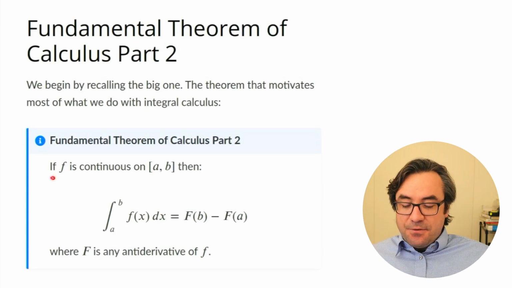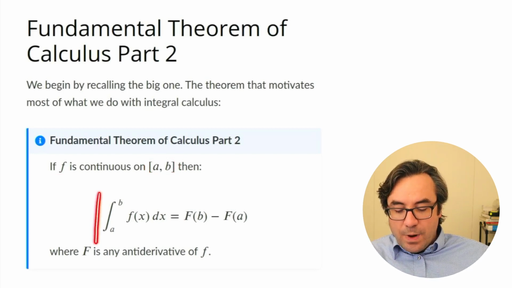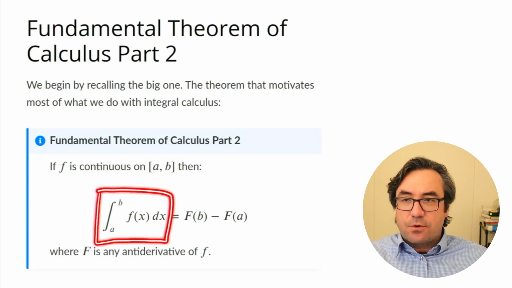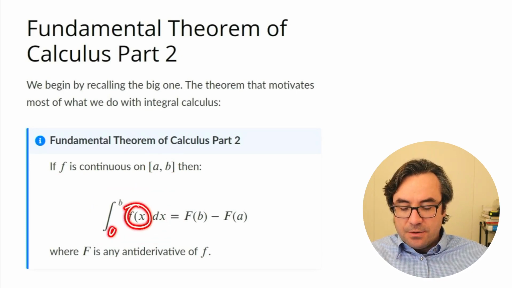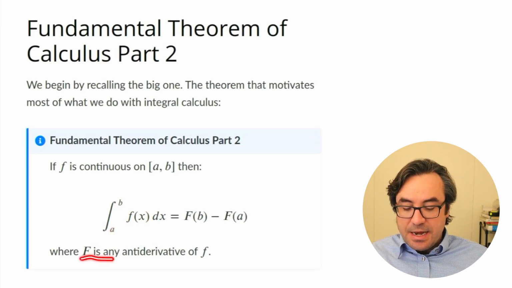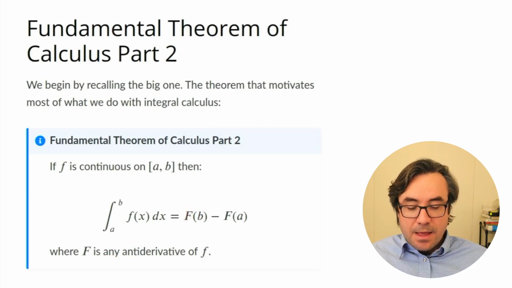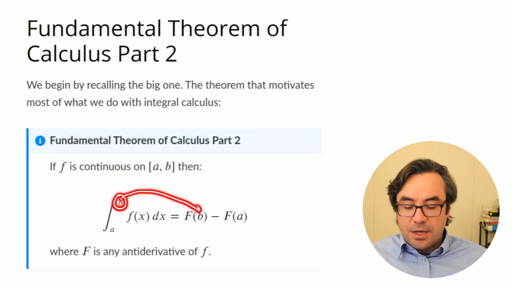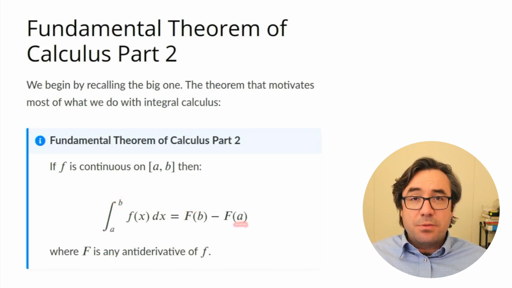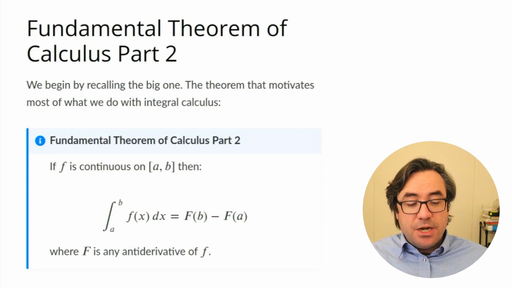So it says, if our function f is continuous on the closed interval from a to b, well then the way we can calculate this definite integral of the function going from a to b is we can find an antiderivative of our function f. So that's what capital F is here. It's an antiderivative. And then we take our top limit, plug it in, take our bottom limit, plug it in, and then we subtract.